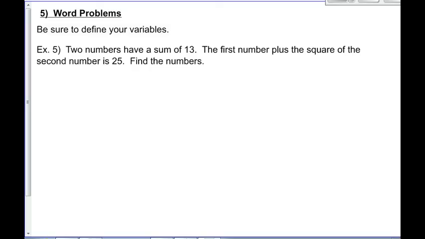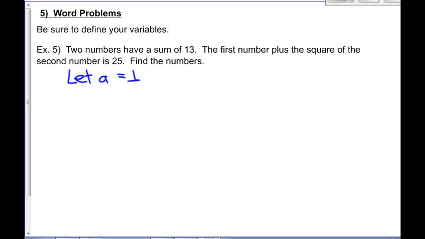Let's do one last one, a word problem. The main thing when we're dealing with word problems is that we need to define our variables so that when we're done, we'll know what they mean. So we have two numbers that have a sum of 13. The first number plus the square of the second number is 25. We want to find these numbers analytically. So we want to have a method. So let's define our variables.